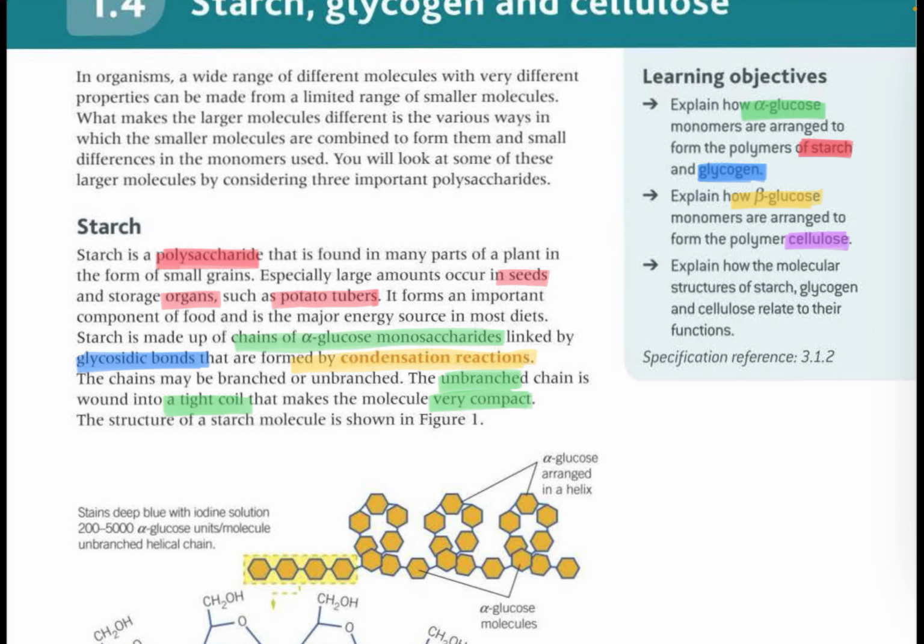Now, starch is formed from alpha glucose monomers, and these alpha glucose monomers are bonded via glycosidic bonds, and they form essentially maltose, which is a disaccharide, and then the maltose kind of form glycosidic bonds with each other, in turn forming your polysaccharide known as starch.